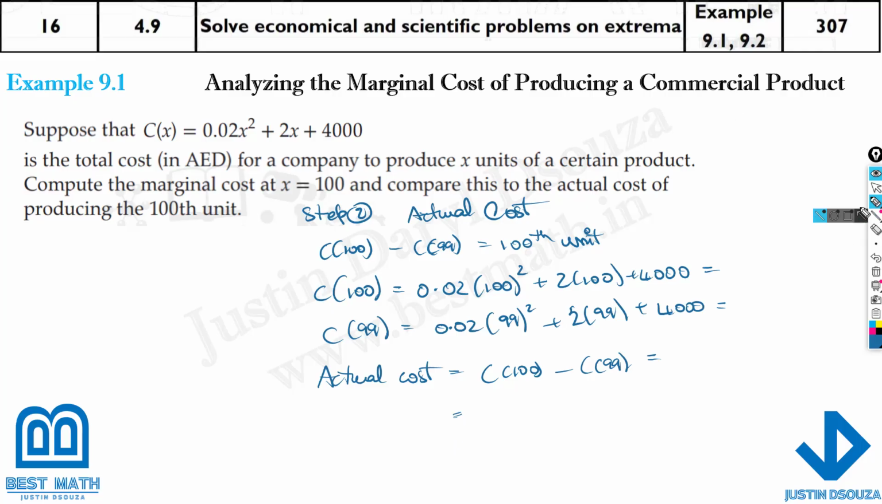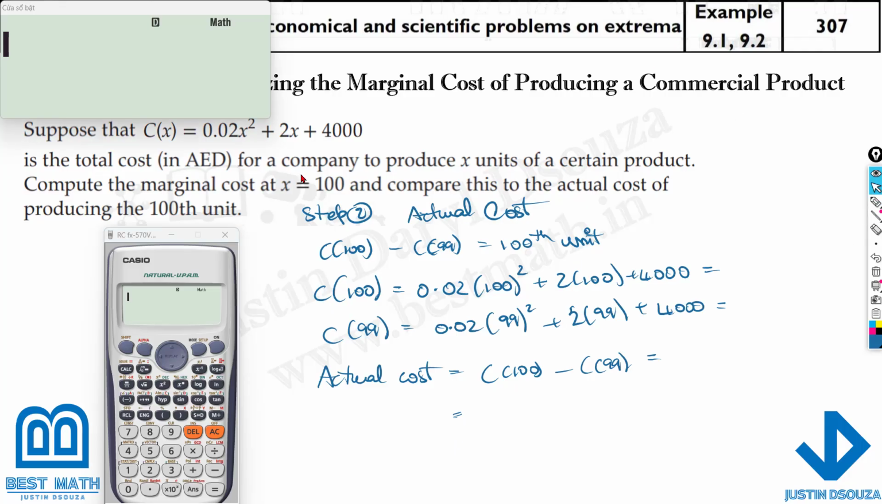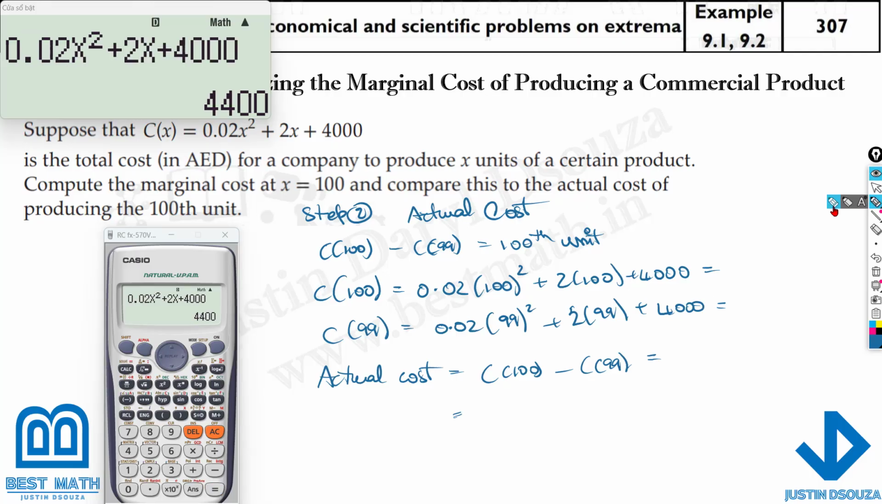So let's use our calculators and solve it. Here, instead of typing this out each time, you just need to type the given equation, that is 0.02 x squared plus 2x plus 4000. Now just calculate at any given value. What do we need? Calculate it at 100. Sorry, it's not 200, it's 100, and the answer is 4400.